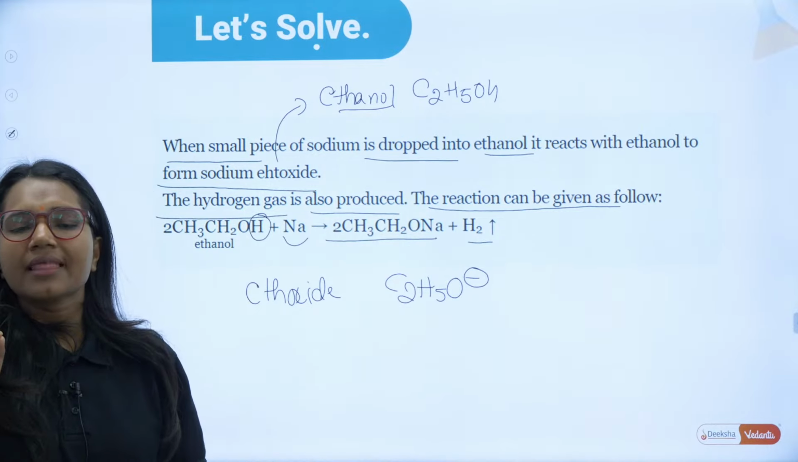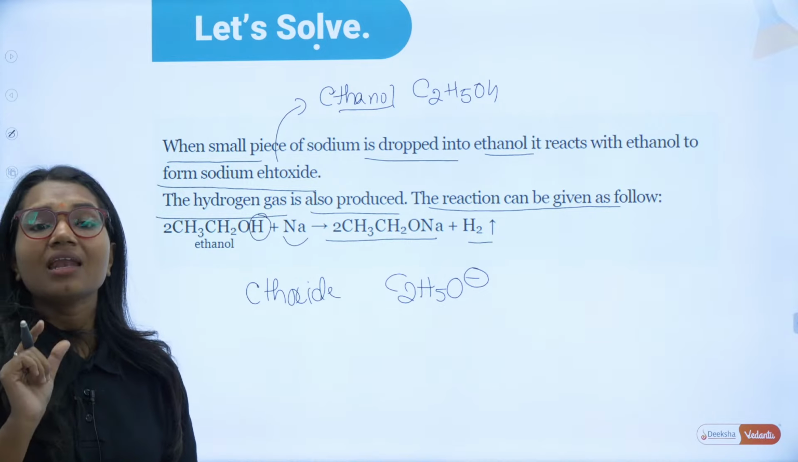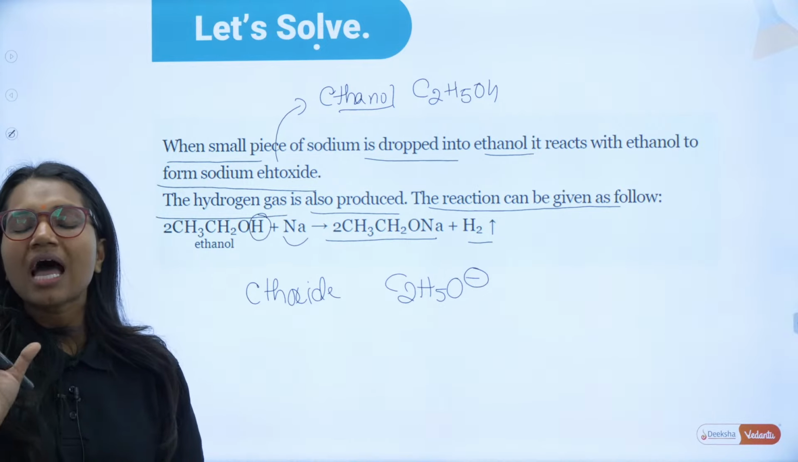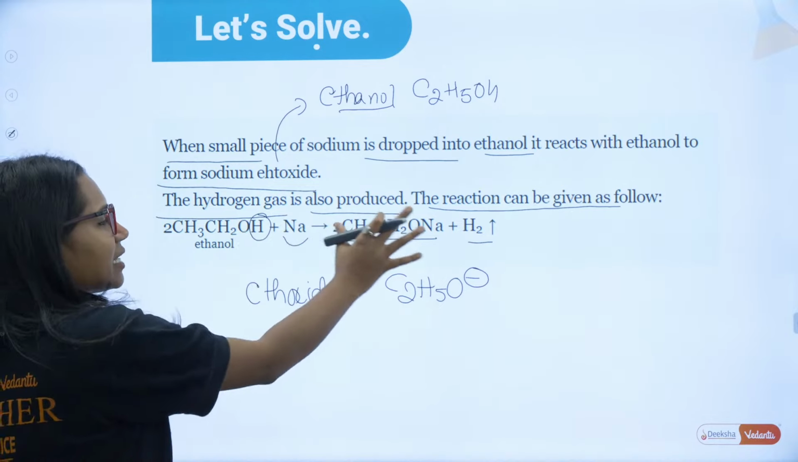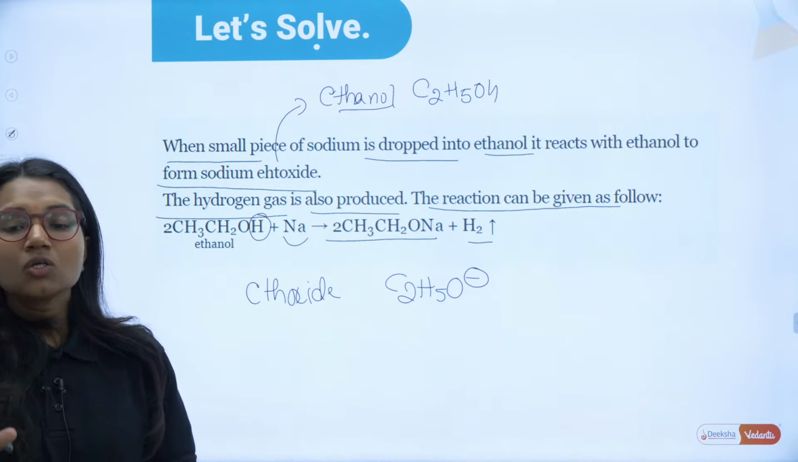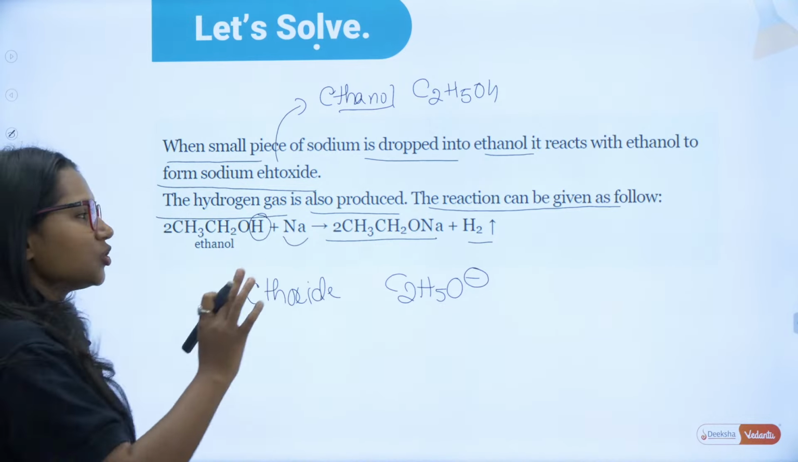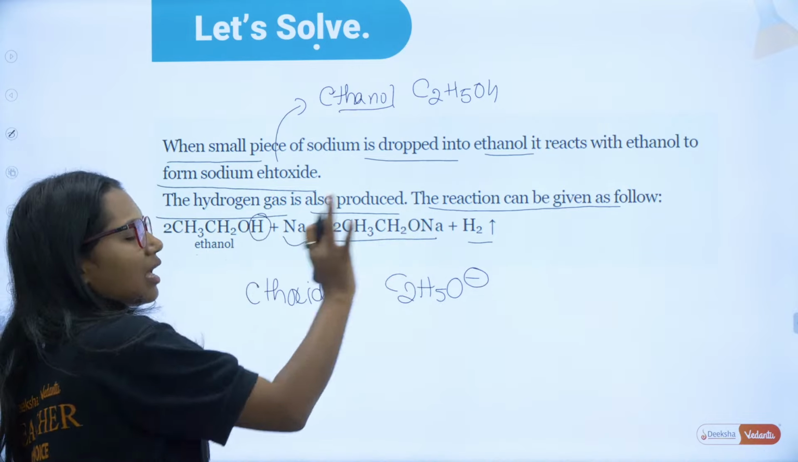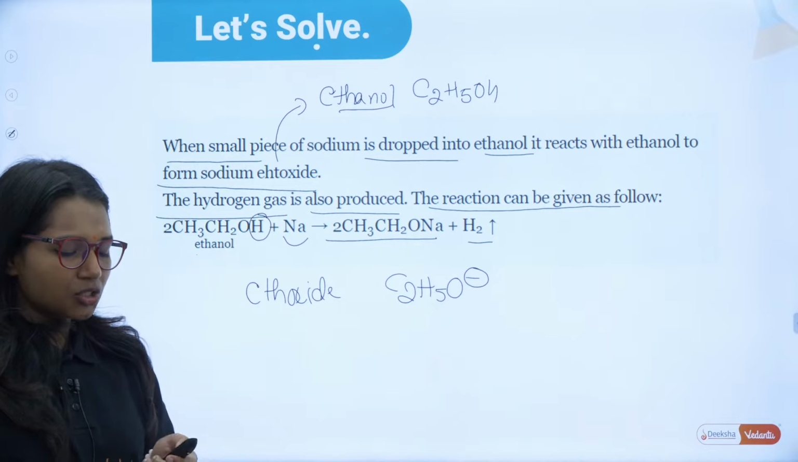Unless and until the exam mentions writing the balanced reaction, you don't have to worry about the balancing. If you remember the reagents and product, just write that down and you will get full marks. So don't take much pressure about balancing. Just write that we have sodium and we got the hydrogen gas. Okay, fine. Can we move to the next question?